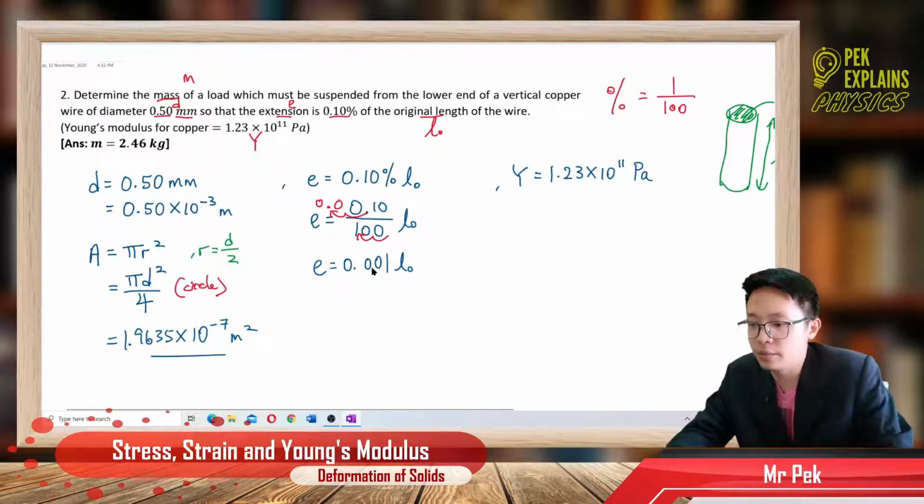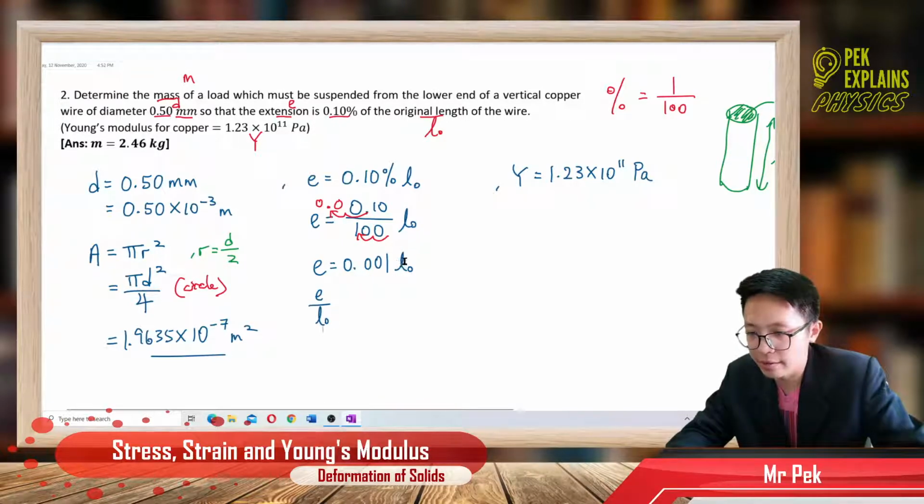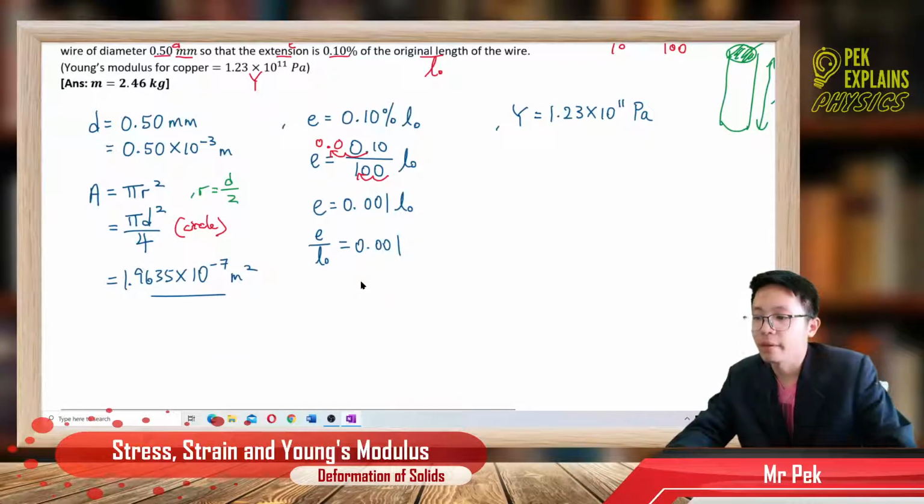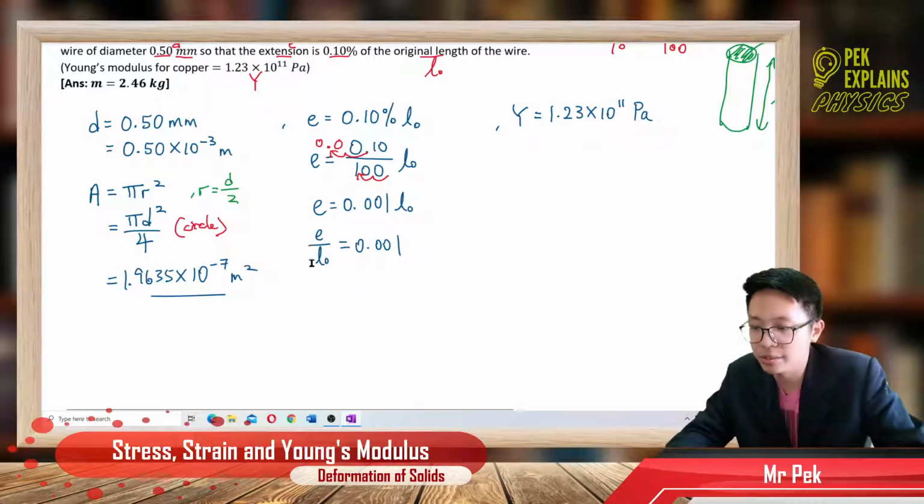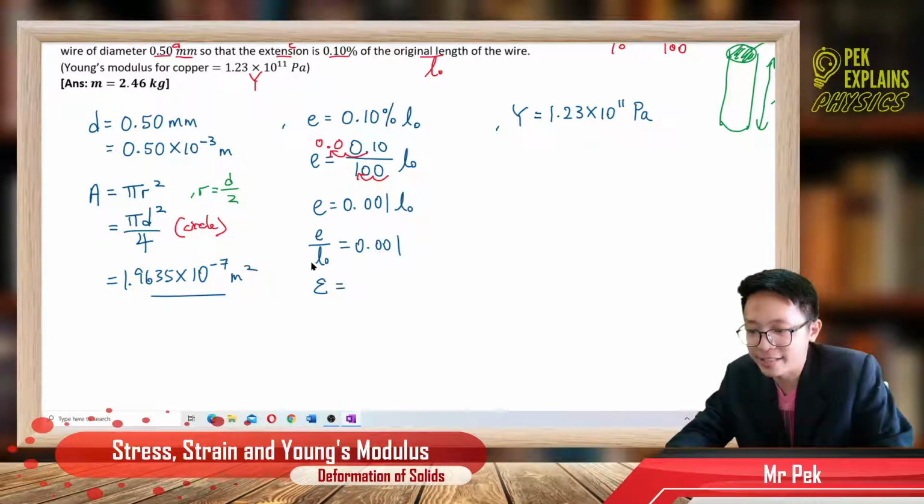So from here we can further elaborate. Extension over L0. Okay, the L0 goes below 0.001. Extension over L0 is actually what? Remember, extension over L0. What is extension over L0? Strain. That's the strain.